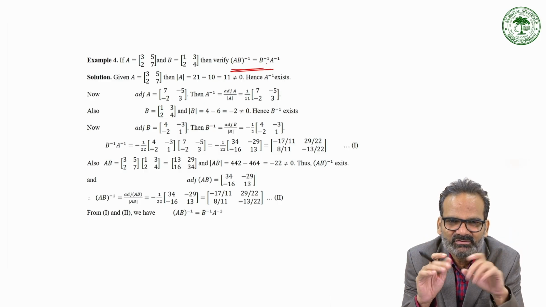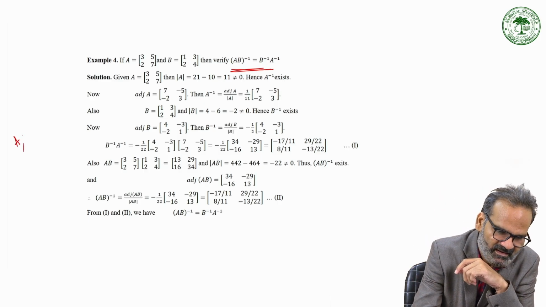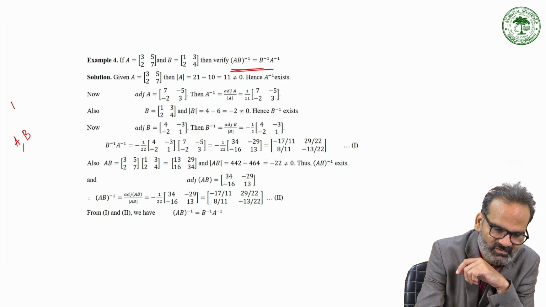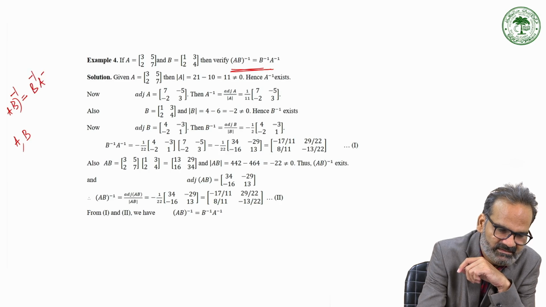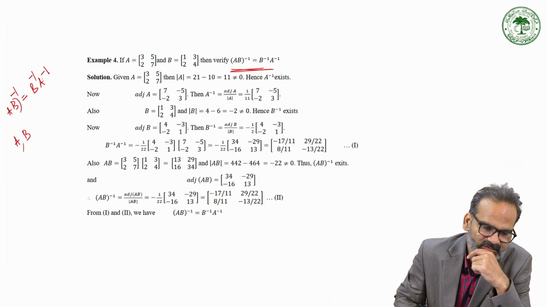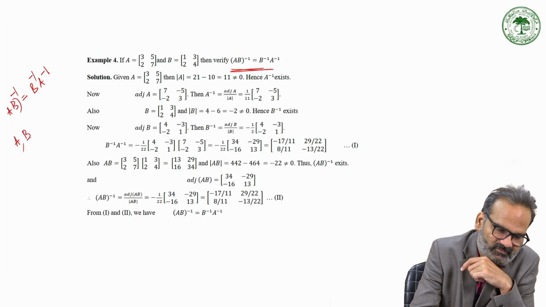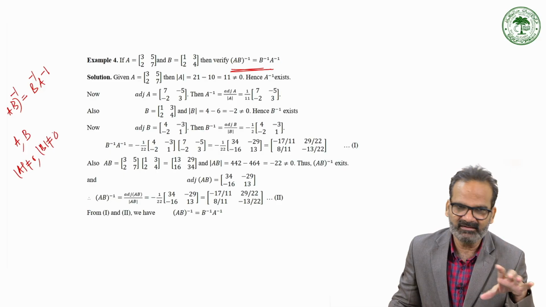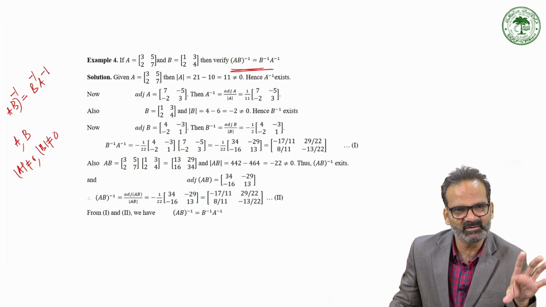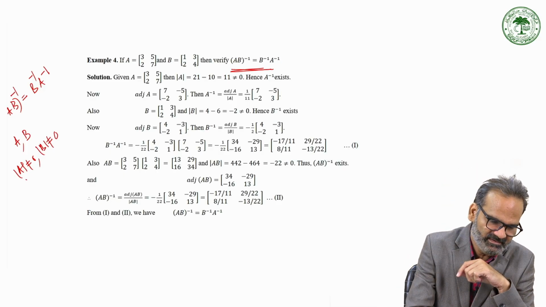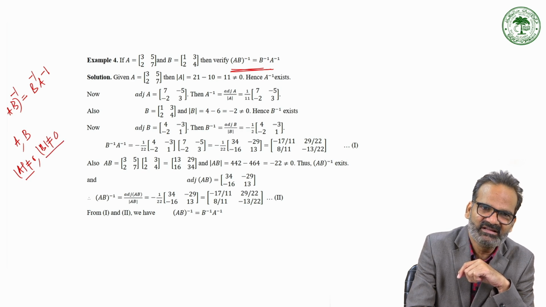Here you are given two matrices, A and B. You have to verify (AB) inverse is equal to B inverse A inverse, right? A inverse and B inverse will exist when determinant of A is not equal to 0 and determinant of B is not equal to 0. You can find the inverse of a matrix only if its determinant is not equal to 0. So determinant of A is not equal to 0, A inverse exists. Determinant of B is not equal to 0, B inverse exists.